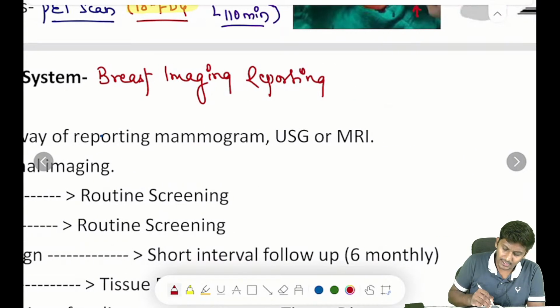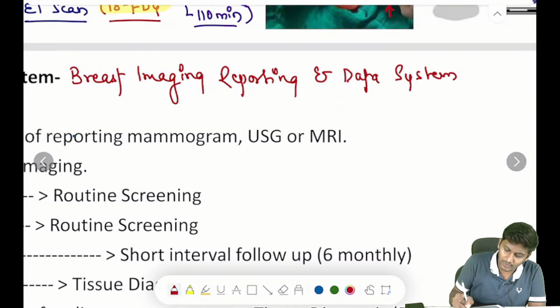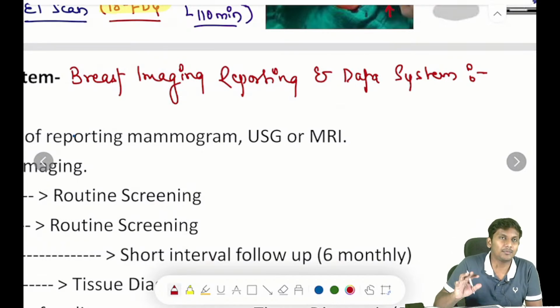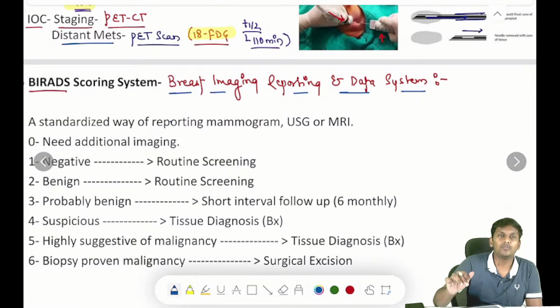Important is the same systems are also available for liver cancer. The same systems are also available for your prostate cancer, even for thyroid cancer. Okay, and therefore for thyroid it will be called TIRADS, for liver it will be called LIRADS, for prostate it will be called PIRADS. Okay, so it is the same. Imaging, reporting and data system remains the same, only the name of the organ differs. Okay, so BIRADS is the most common one that we use. Depending on this, definitely we are going to decide the further management in a patient of breast lump.